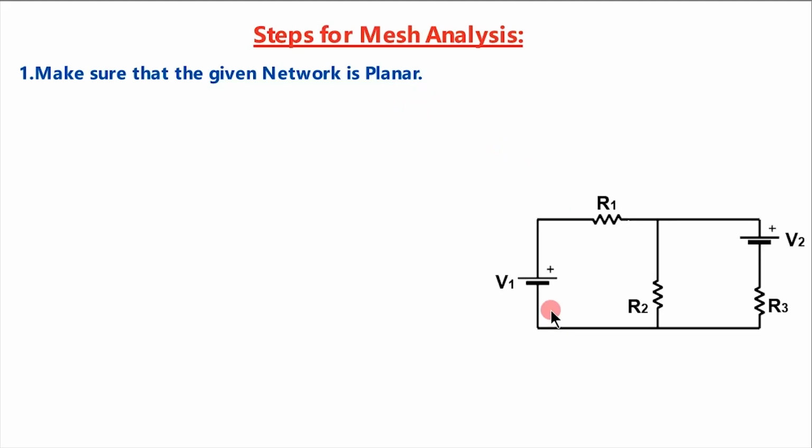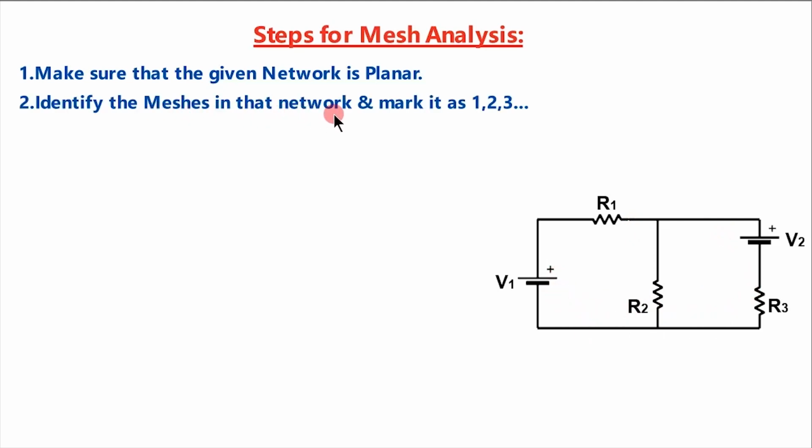Now, we will study the steps for mesh analysis. First, make sure that the given network is planar. For example, see this network. See here, no crossover is there. So, this network is a planar network. Then, identify the meshes in that network and mark them as 1, 2, 3. Here, only 2 meshes are there. We will mark them as 1 and then 2.